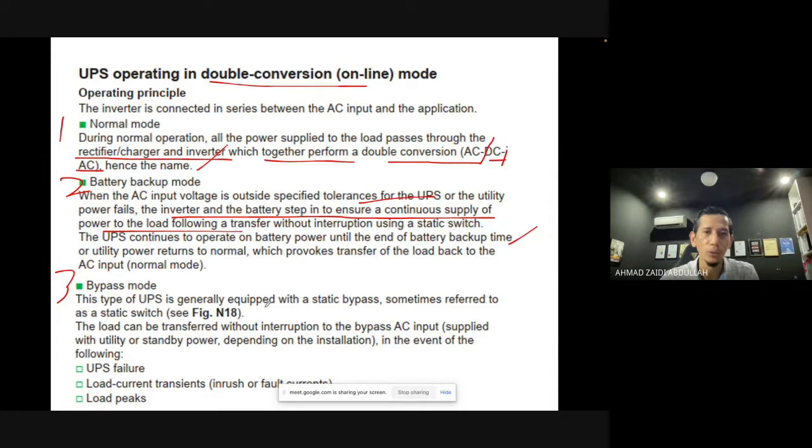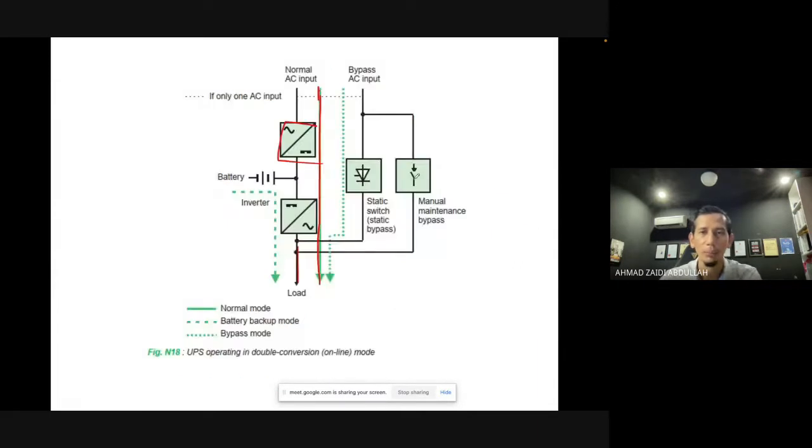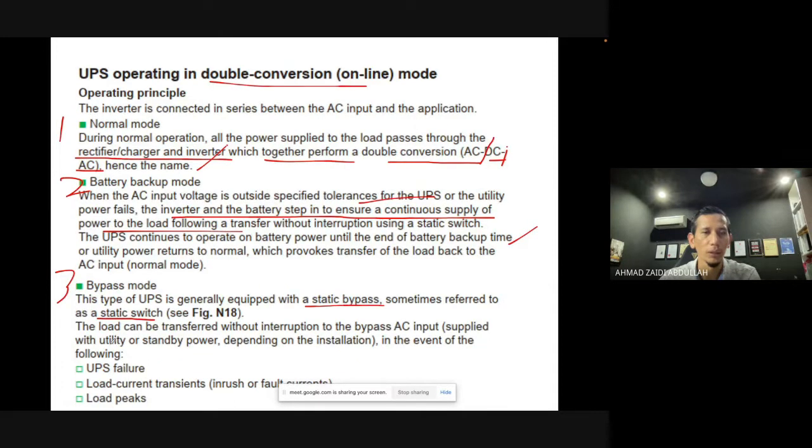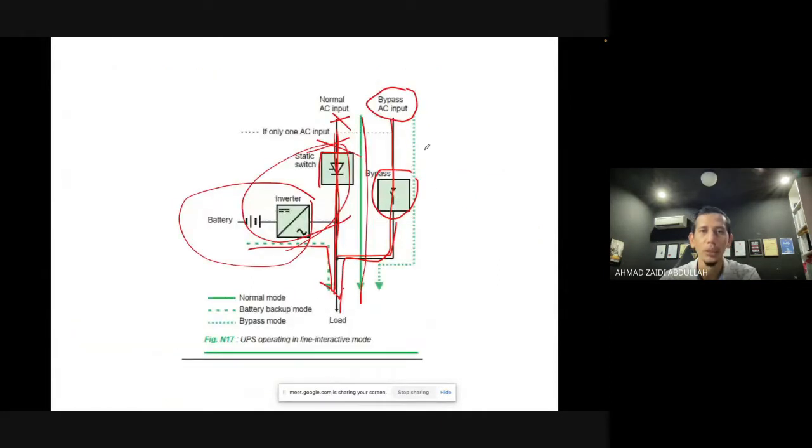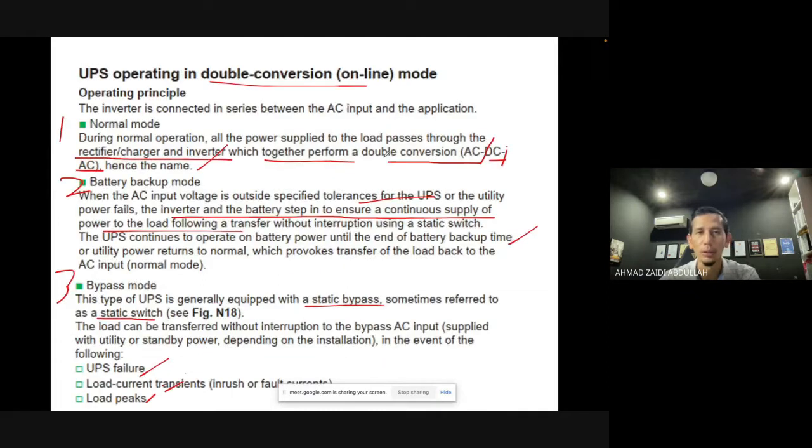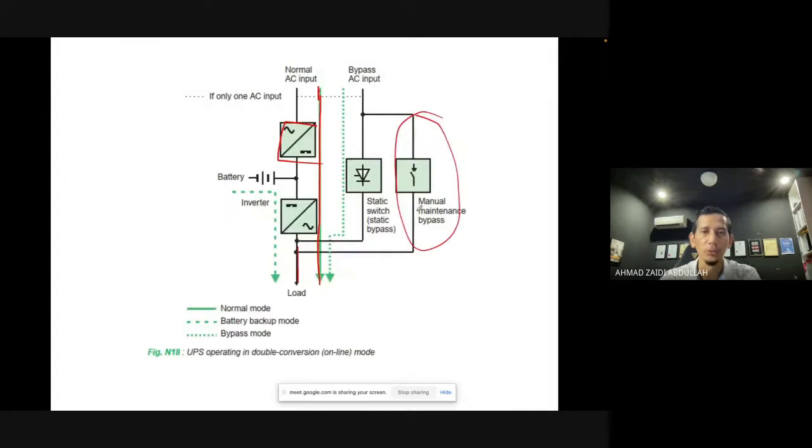So this type of UPS is generally equipped with a static bypass. So this model has a static bypass, or static switch. So the load can be transferred without interruption using this bypass AC. This is it, if we want to do maintenance. And then with utility or standby power depending on the solution in the event of the following: failure, UPS failure, load current transient or load peak. So we can use the bypass if we are dealing with that issue. So we can bypass directly using this switch.